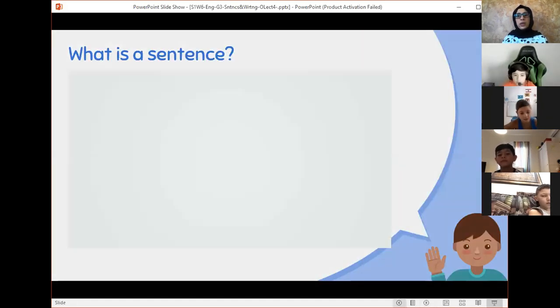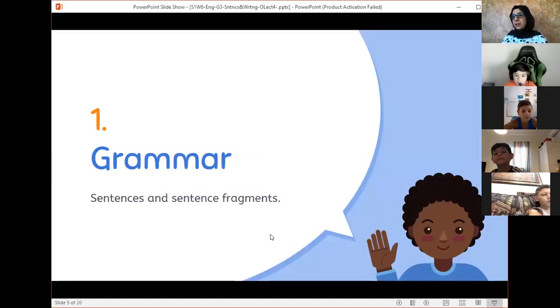So our sentence was about sentence and sentence fragments. Who would like to explain to his friends what do we mean by sentence and sentence fragments? Let me see how much you have understood. Okay, I will choose one. If I cannot hear you, I'm going to mute all. Yalla. Teacher, can I answer? Yalla Hadi, go ahead.